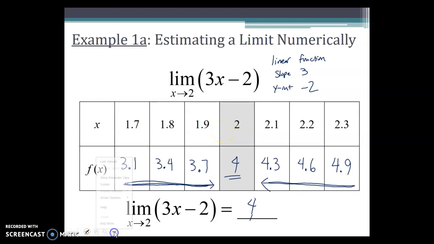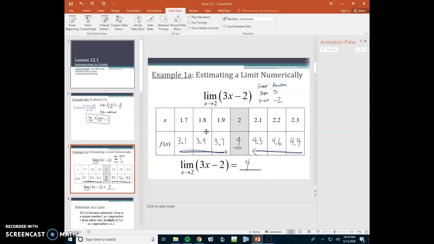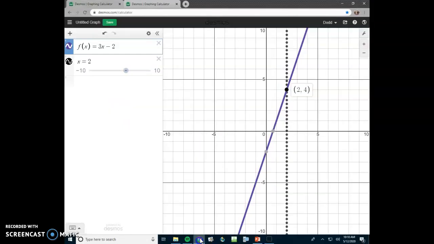And you can observe that trend not only with numbers, but with a graph as well. So if we go ahead and graph the function 3x minus 2, as we'd already discussed, it's clearly a line. The slope is 3. You get a rise of 3, a run of 1, up 3 over 1, all that good stuff. And as we noticed earlier, when x is equal to 2, y is equal to 4.